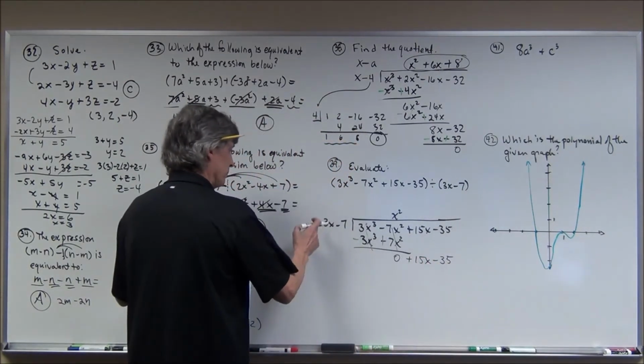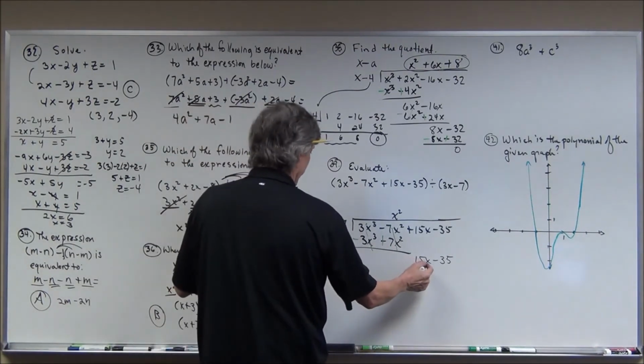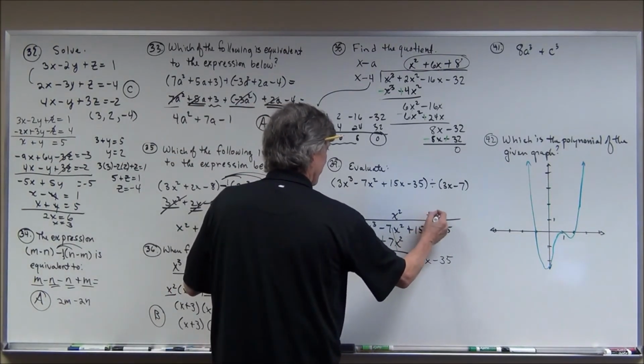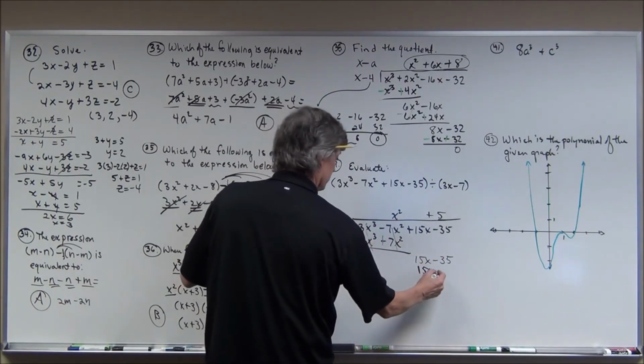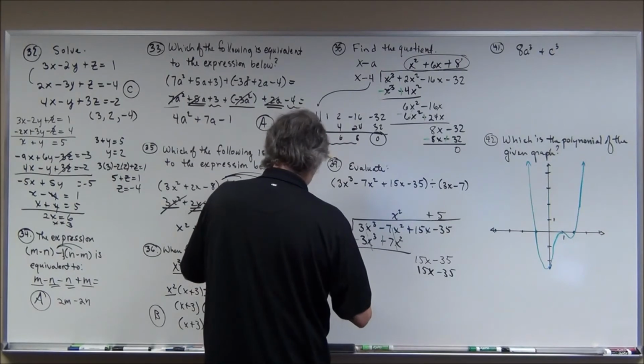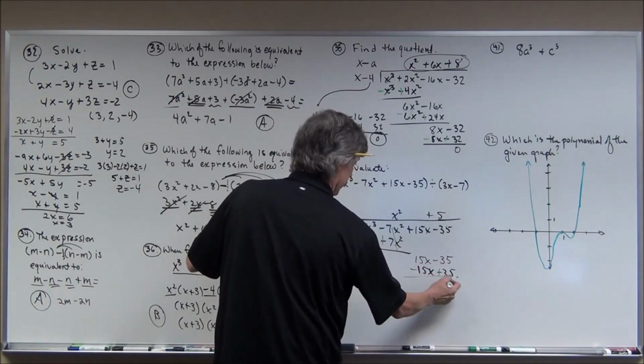All right, what times, I don't really need that 0 there, I was just trying to emphasize that. What times 3x gives me 15x? That would be a positive 5. 5 times 3x is 15x. 5 times minus 7 is minus 35. You can see it again. You're not going to have a remainder of anything other than 0 when I add down.